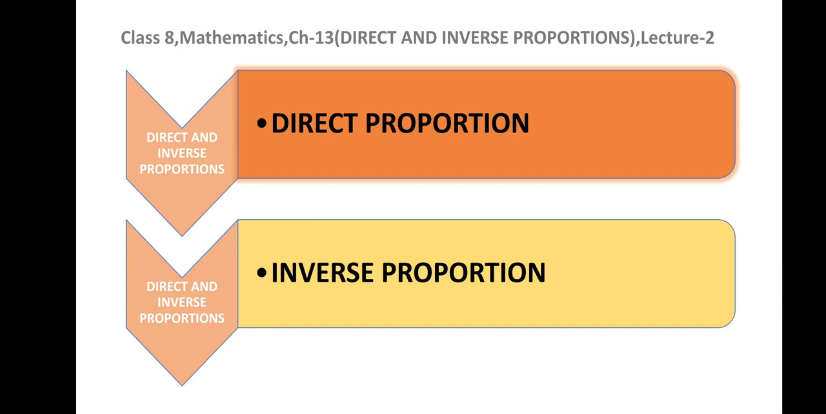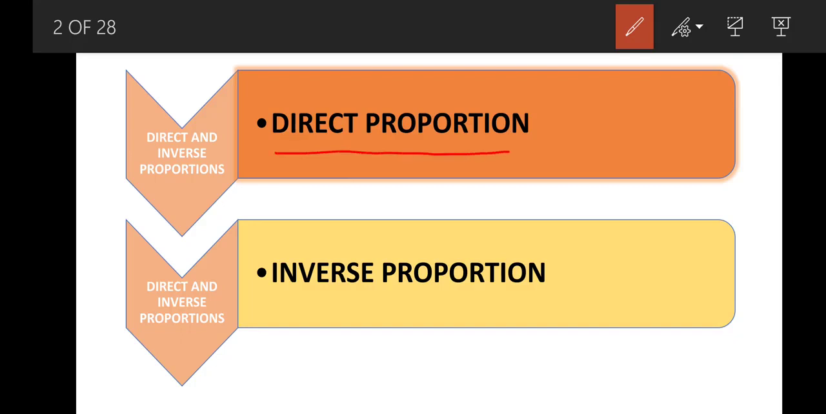So, dear children, this chapter basically consists of two concepts: direct proportion and inverse proportion. Direct proportion, we have discussed this concept in the previous lecture, and in this lecture, I am going to introduce inverse proportion. What is inverse proportion? What are the examples of inverse proportions? And the formula used in the case of inverse proportions. So basically, we will revise the direct proportion concept, and then I will be explaining the inverse proportion concept in this lecture number 2.